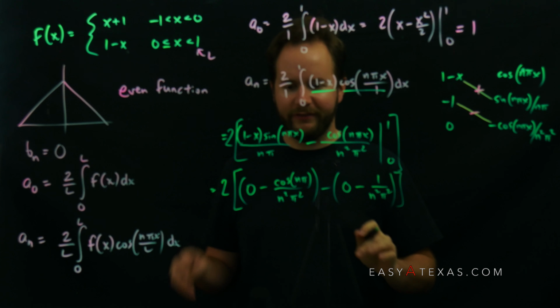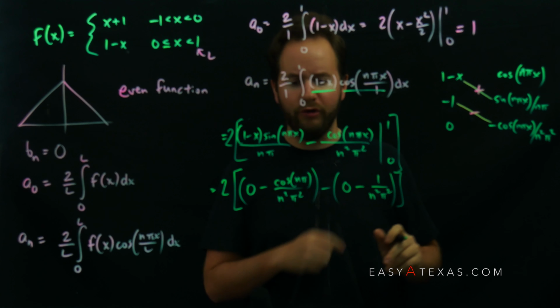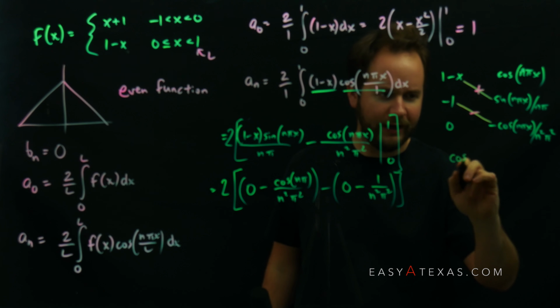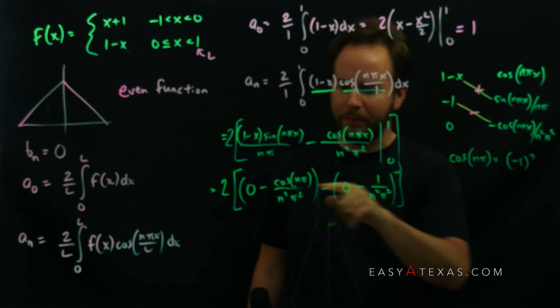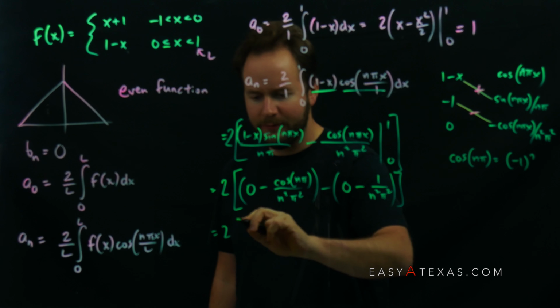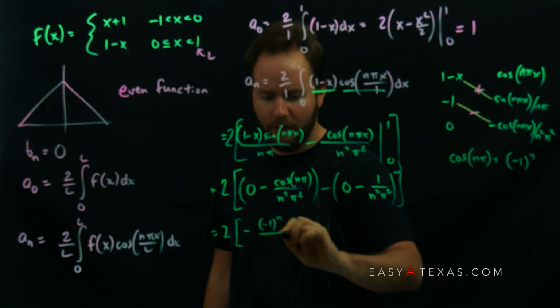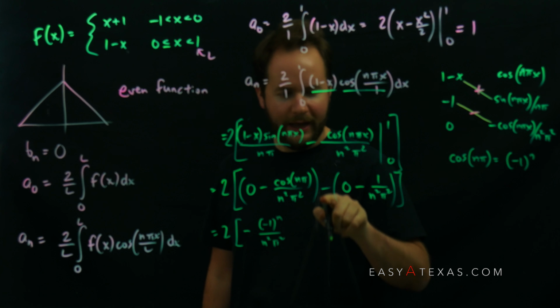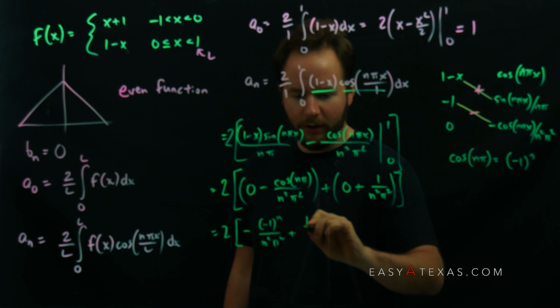Okay, I'm going to close this, and clean this up a little bit. I want to identify that cosine of n pi. Let's remember that cosine of n pi is (-1) to the n. So I'm going to replace this cosine of n pi by (-1) to the n. So I'll have 2 times negative (-1) to the n over n squared pi squared, and I'll have negative negative, so that'll end up being plus positive 1 over n squared pi squared.